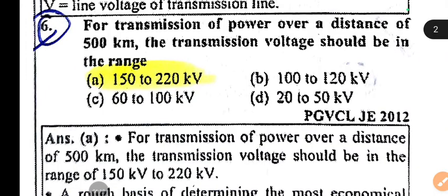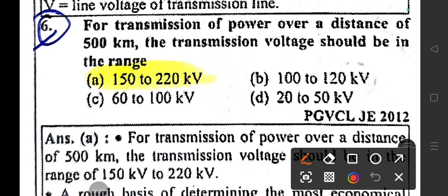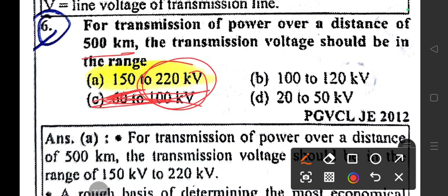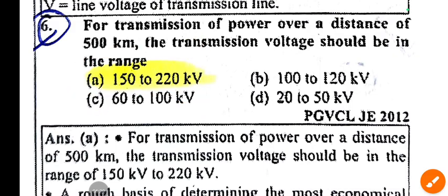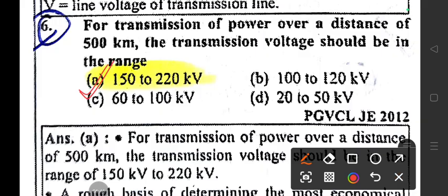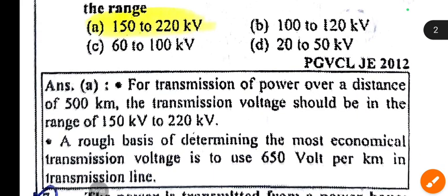For transmission of power over a distance of 500 km, the transmission voltage should be in the range of 150 to 220 kV. So you have to remember this factual data, directly asked in your examination. For a transmission of power over a distance of 500 km, the transmission voltage range is 150 to 220 kilovolt.